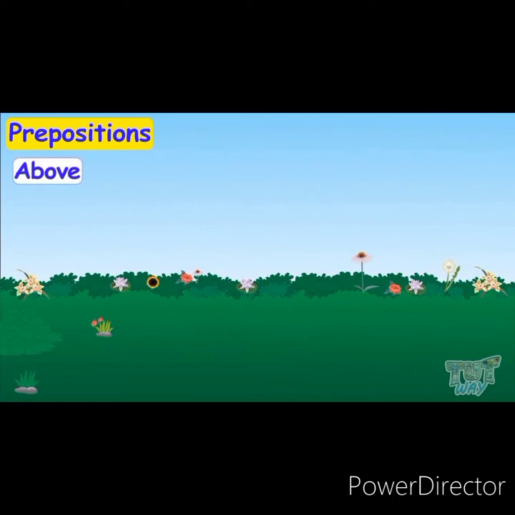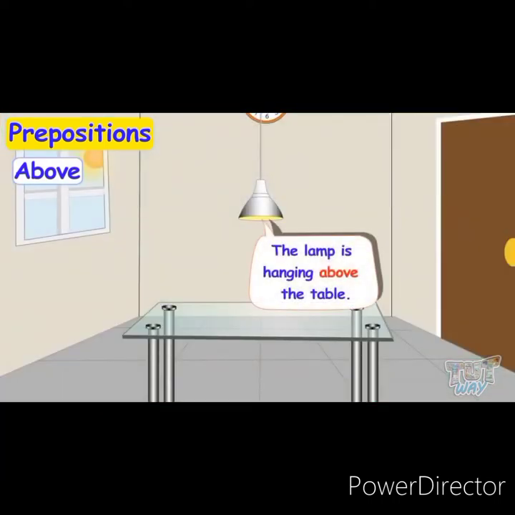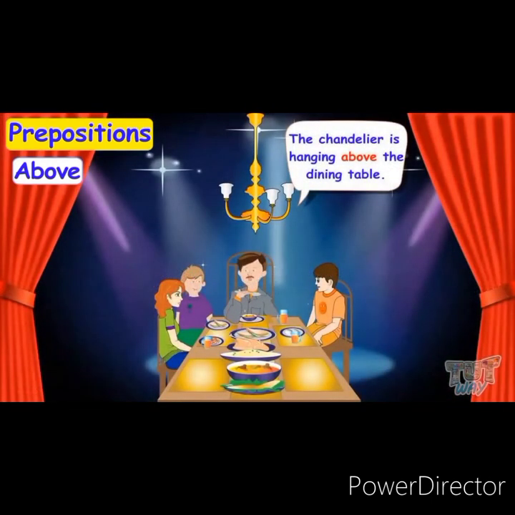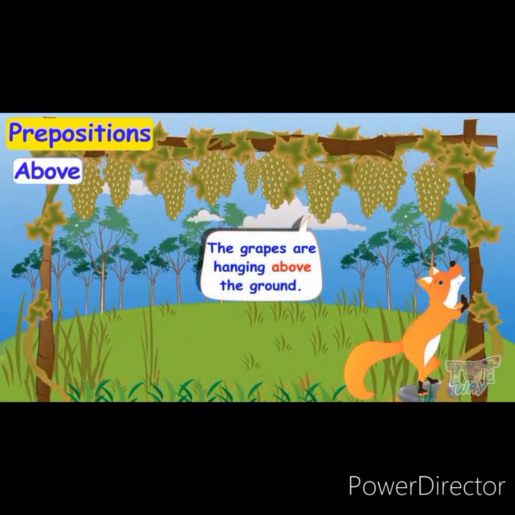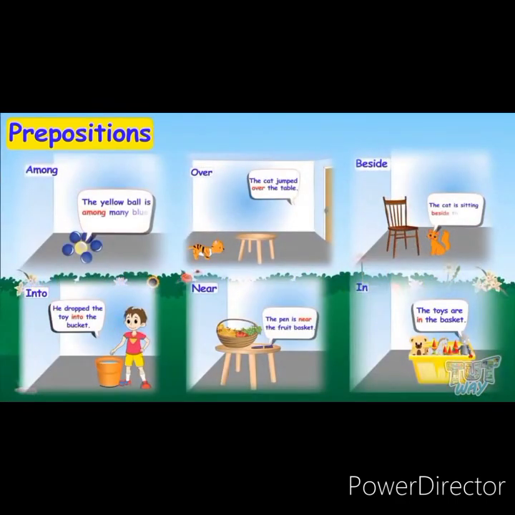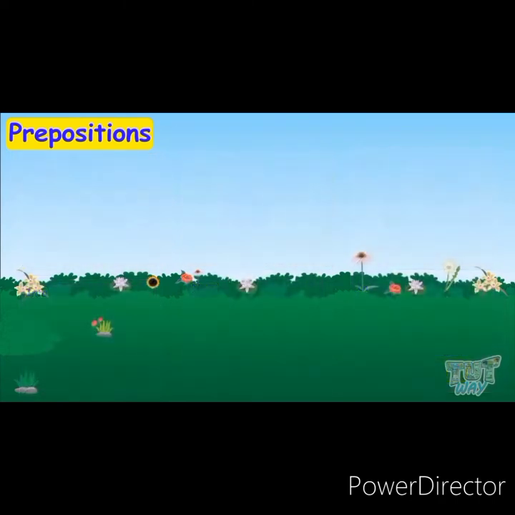Now we will understand the preposition above. The lamp is hanging above the table. The chandelier is hanging above the dining table. The grapes are hanging above the ground. Children, you have seen the usage of all the prepositions and you have understood it well. I hope the topic is clear.